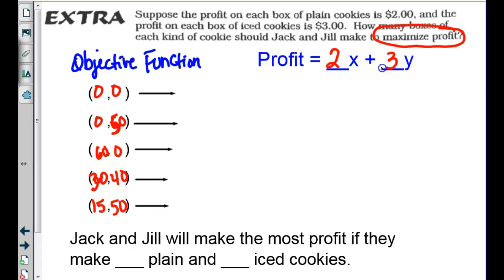Okay. Then we're supposed to put each of those in here to evaluate what the profit would be. If we made no cookies, we'd get no money. If we made only iced cookies, what would we get? Yes, does everyone see what we're doing? We're putting into here. So 2 times 0 plus 3 times 50 equals 150. Can I not write that out for every problem? Do you get what I'm doing?